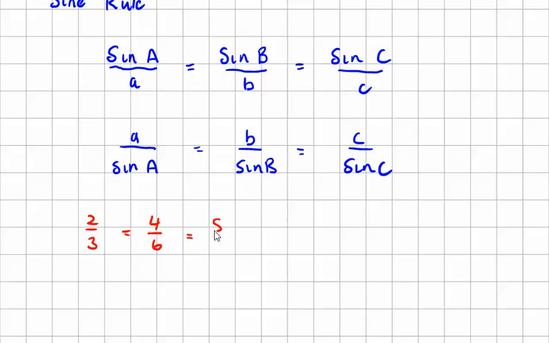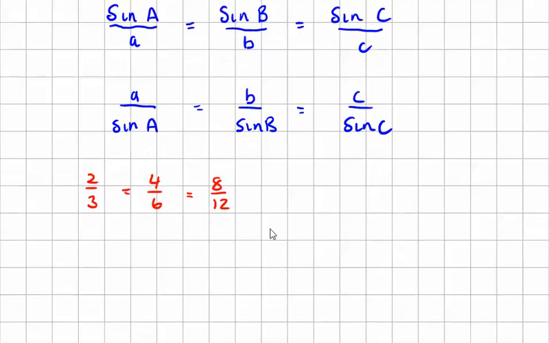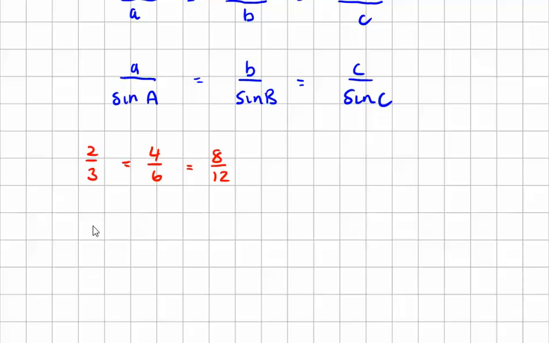8 over 12. 8 over 12. Okay. Well, if I were to write that as 3 over 2 equals 6 over 4 equals 12 over 8, am I correct? Yeah. Okay. So I'm not saying that 2/3 is the same as 3 over 2. I'm not saying that at all.